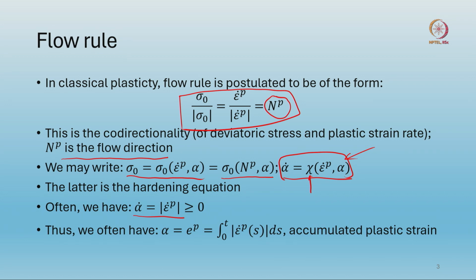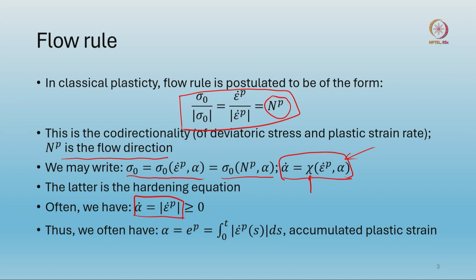Okay, so this is an initial value problem. You can start from alpha equal to 0 at t equal to 0 and then integrate this. So, you see this is a direct relationship between the plastic strain rate and alpha dot. You also remember that in this case, because we are talking of alpha dot equal to modulus of epsilon p dot, this means that alpha now is a scalar variable, because modulus of epsilon p dot is also scalar, right.